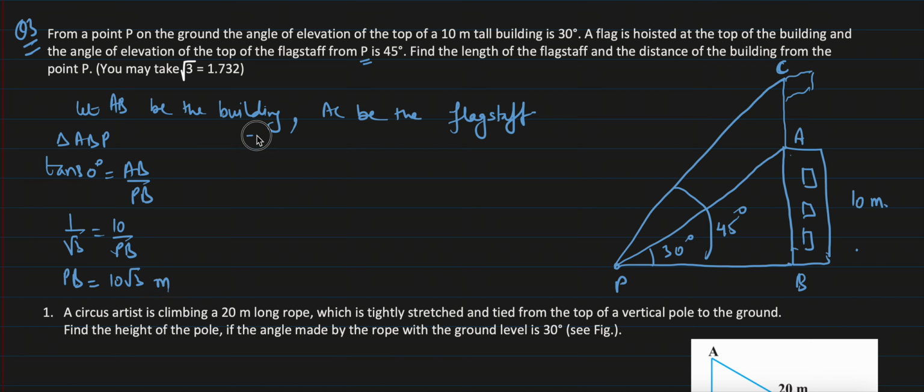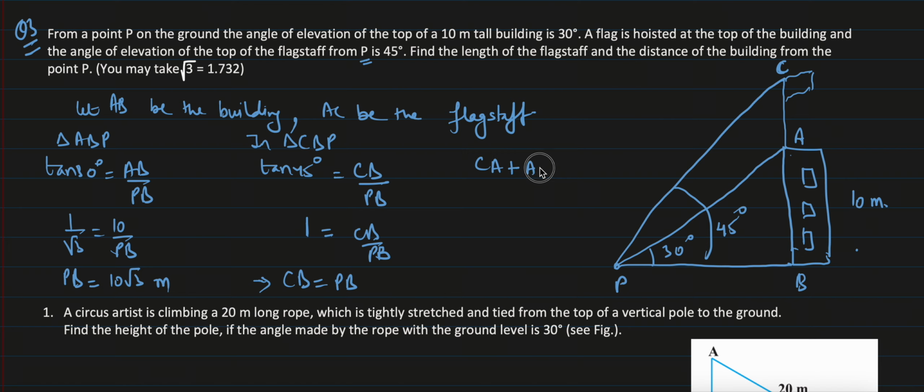Now I'll consider triangle, the bigger one, CBP. Here the angle is 45 degrees. Tan 45 degrees is equal to CB by PB. Tan 45 is 1. So this implies that CB equals PB. They both are equal. Now how much was PB? 10 root 3. So CB is CA plus AB, which is 10 root 3. AB we know is 10. So CA equals 10 root 3 minus 10, which we can say 10 common, root 3 minus 1.